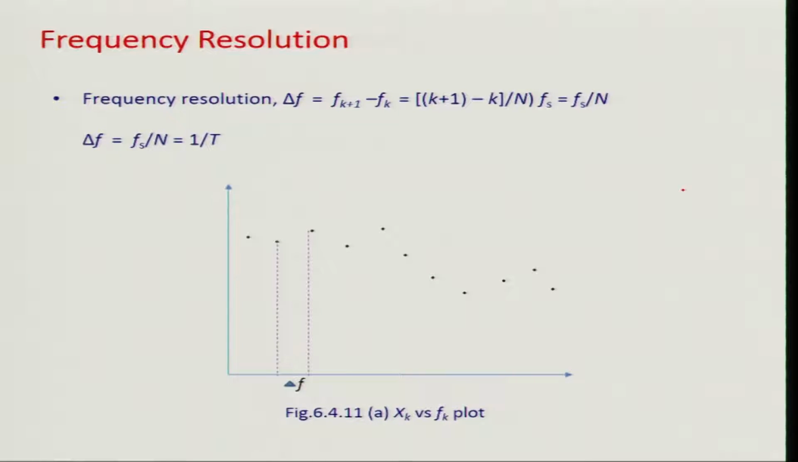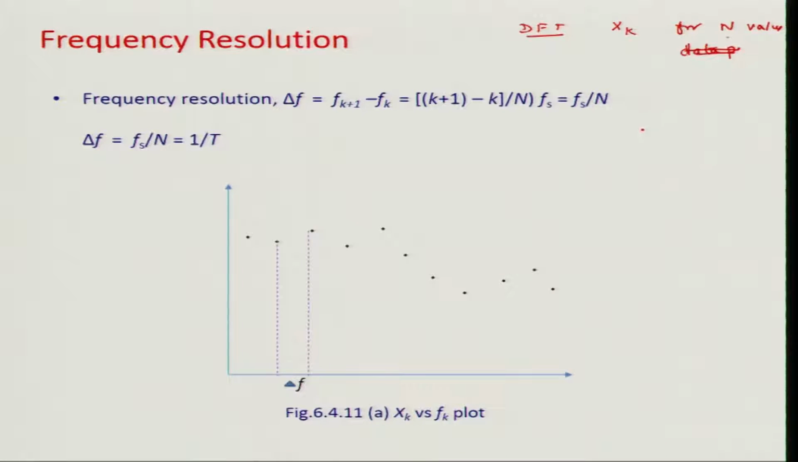So, the last thing is about frequency resolution. When we do a DFT, we get values of Xk for n data points. So, we get X0, X1, X2 till X(n minus 1).